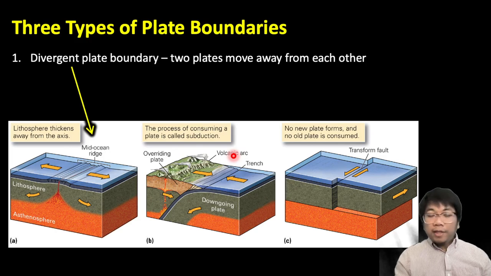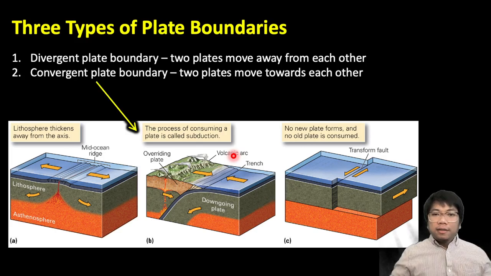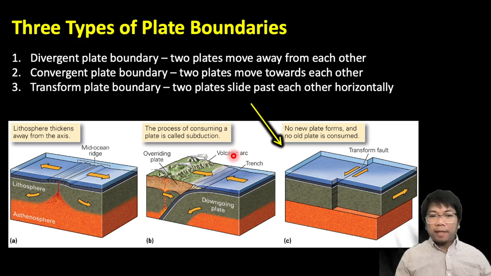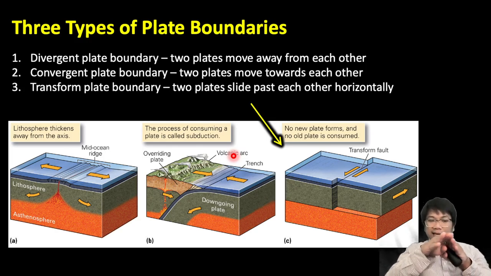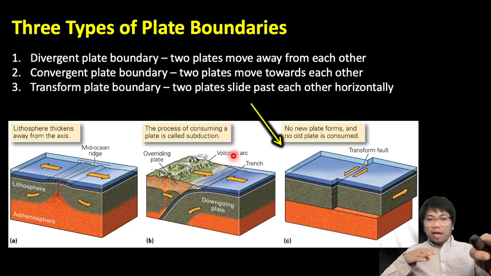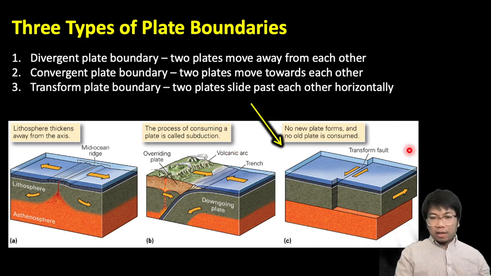So there are three types of plate boundaries that you should know. The first one is called divergent plate boundary. This is when we have two plates moving away from each other. Okay. The opposite would be called convergent plate boundary, when we have two plates moving towards each other, or basically colliding. Okay. And the third one would be called transform plate boundary, when we have two plates sliding past each other horizontally, just like illustrated in this figure right here.